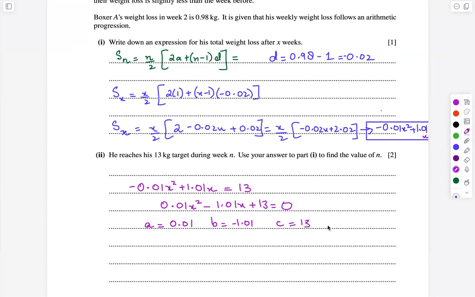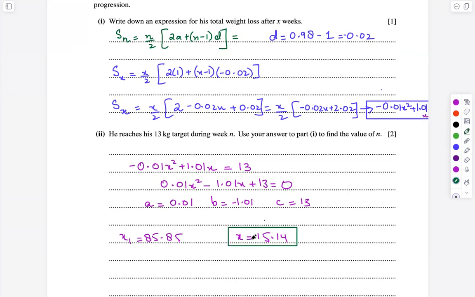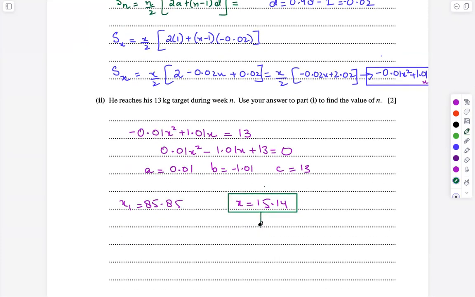Substituting this in the calculator, one of the values of x that we get will be 85.85, and the other will be 15.14. Now we'll take the first value at which it reaches the 13 kg target, so that will be 15.14. But as the value is 15.14, it means that it will reach its target in the 16th week. So the final answer will be 16.